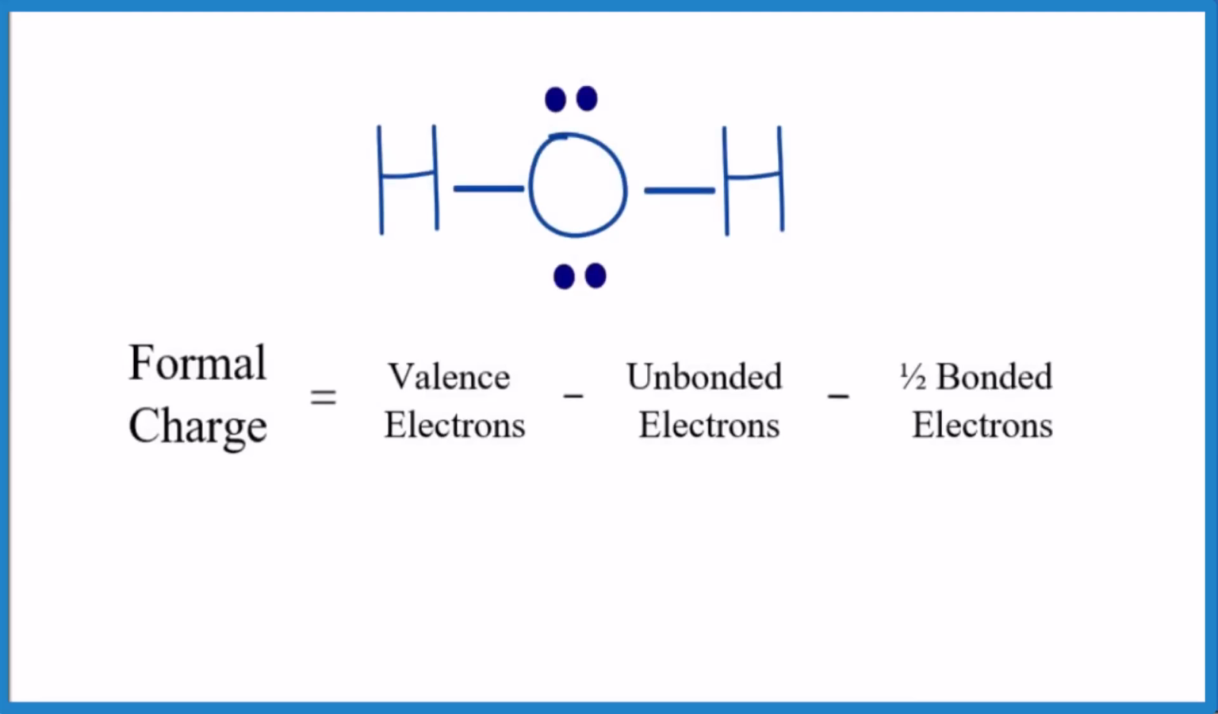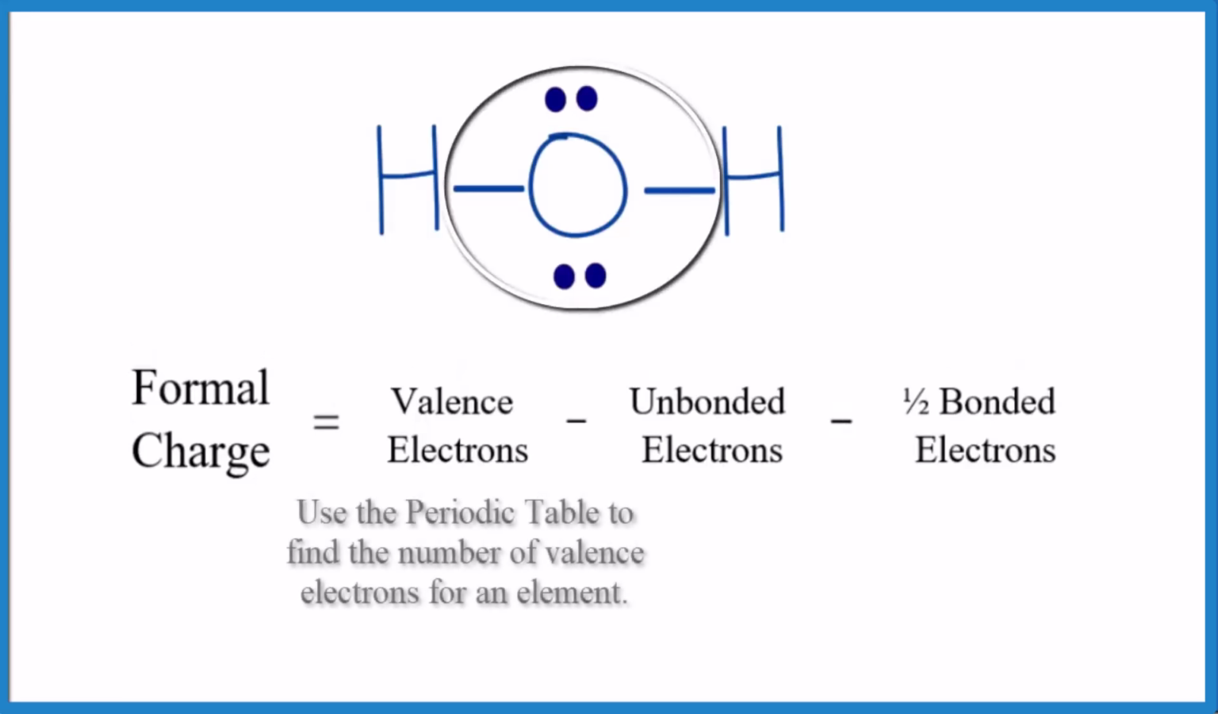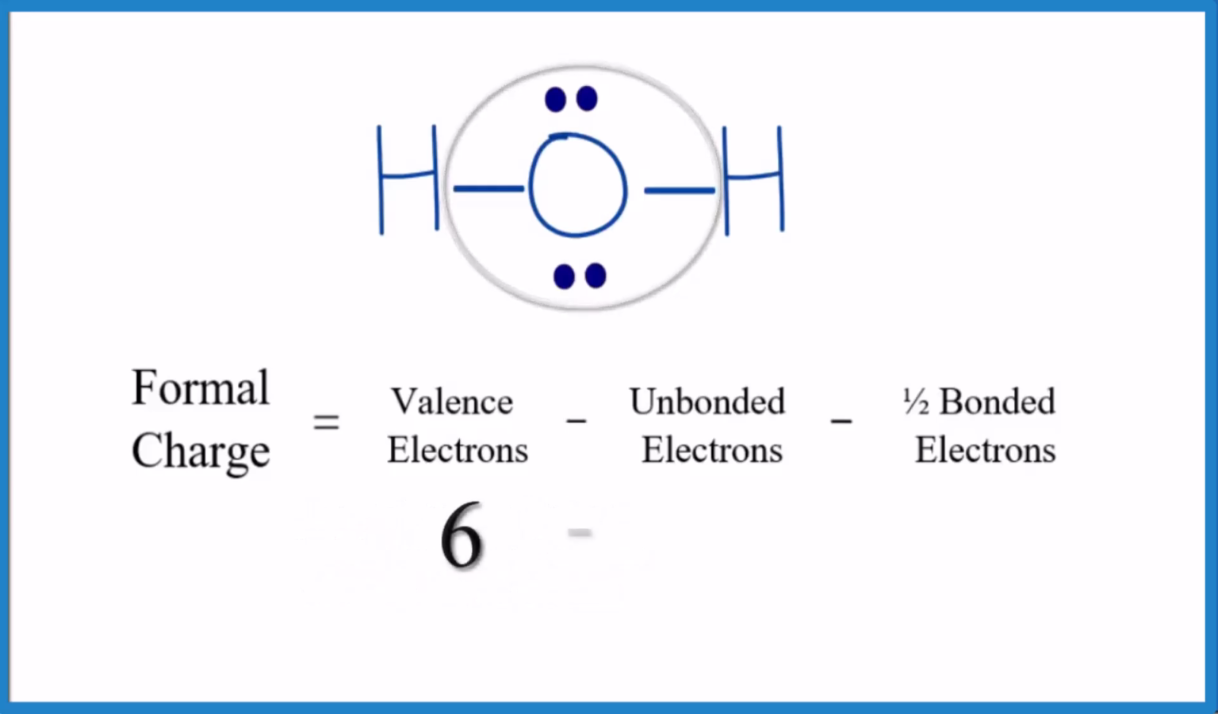So in the equation, we calculate formal charge for individual elements. So for instance, let's look at the oxygen up here. The number of valence electrons for oxygen is 6. It's in group 16 or 6A on the periodic table, so we know oxygen has 6 valence electrons. For the unbonded electrons, these are the ones not involved in chemical bonds. So when we look at the H2O, we have these electrons here, this pair and this pair. They're not bonded to another element. They're called unbonded. So we have 1, 2, 3, 4 unbonded electrons around that oxygen atom.